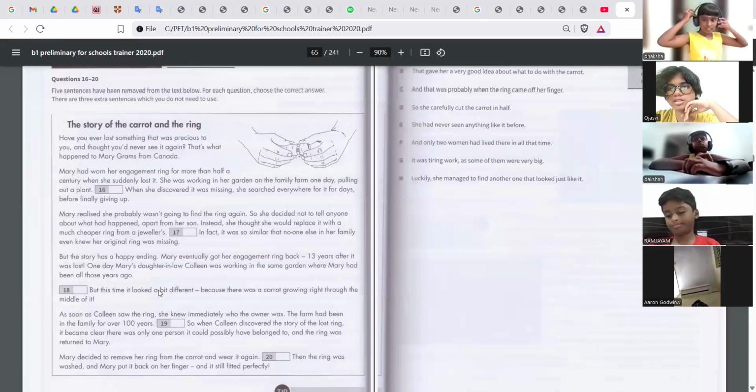Why is the author putting so here? This is a connecting word. Why is he putting so here? You answer me. So, because she decided to remove the ring from the carrot.